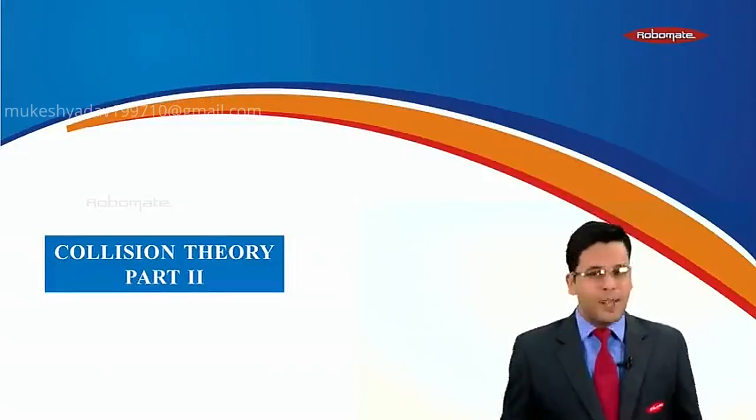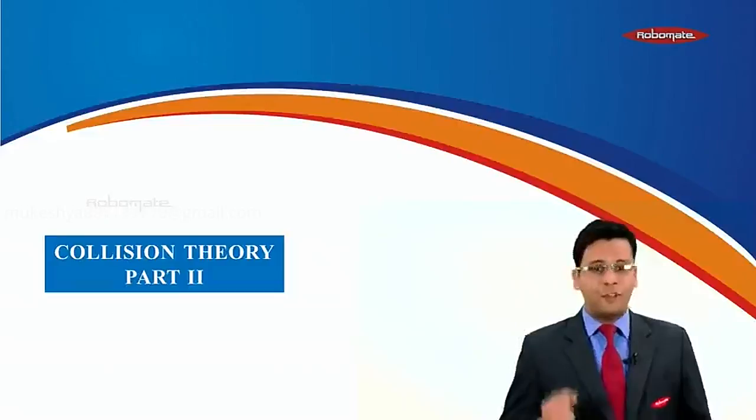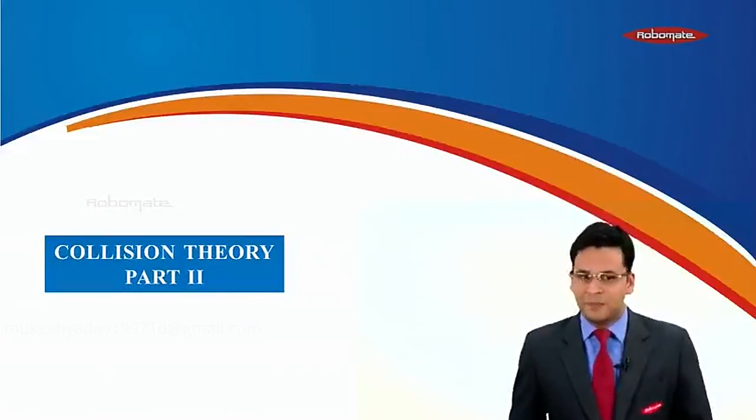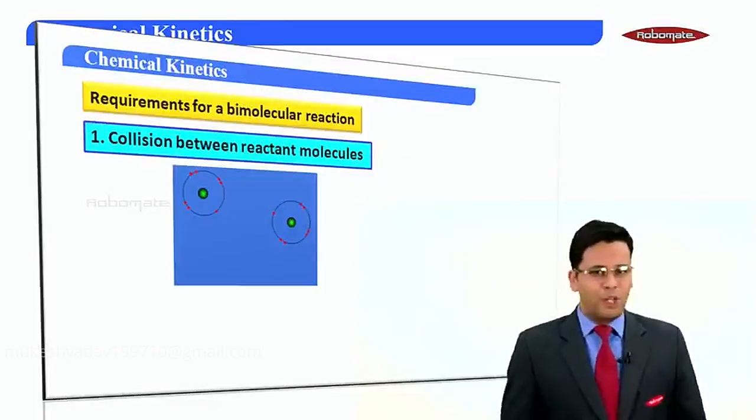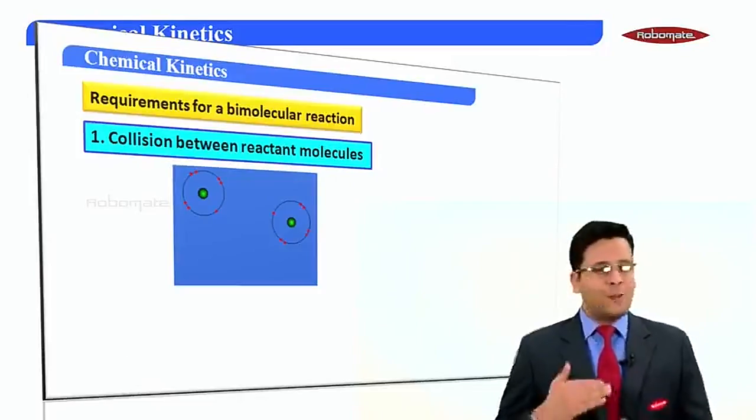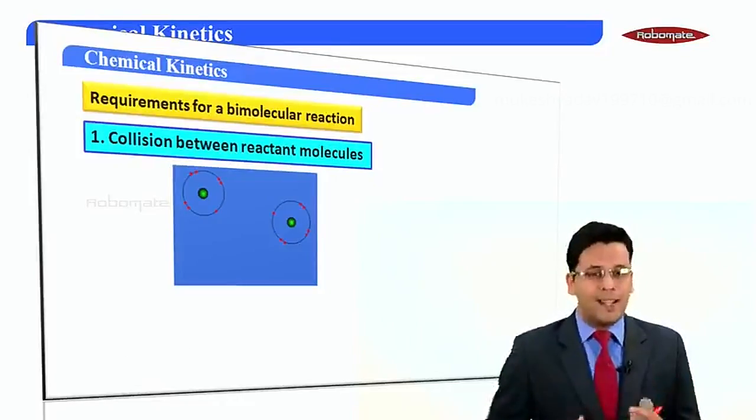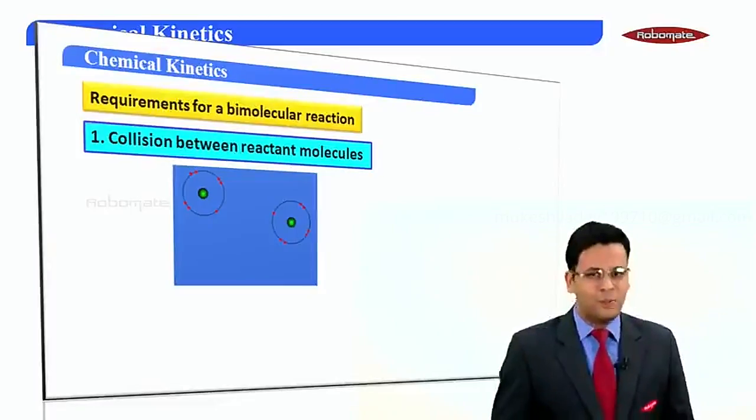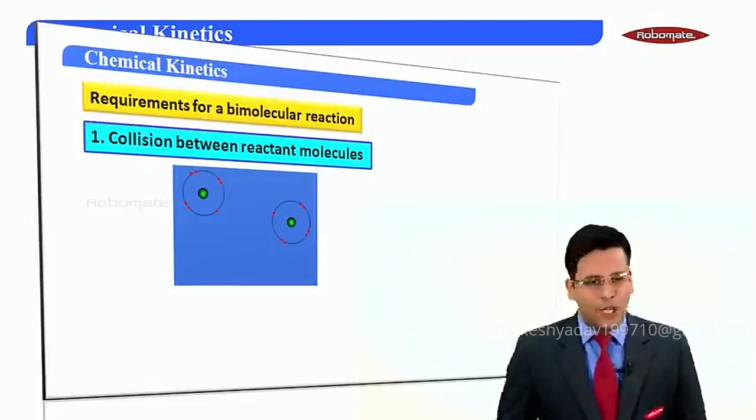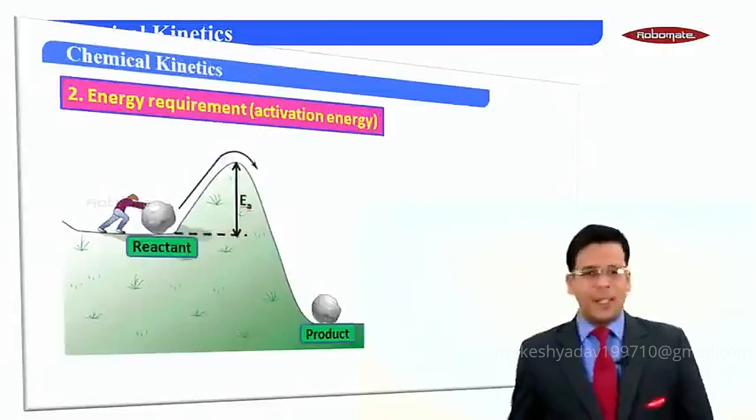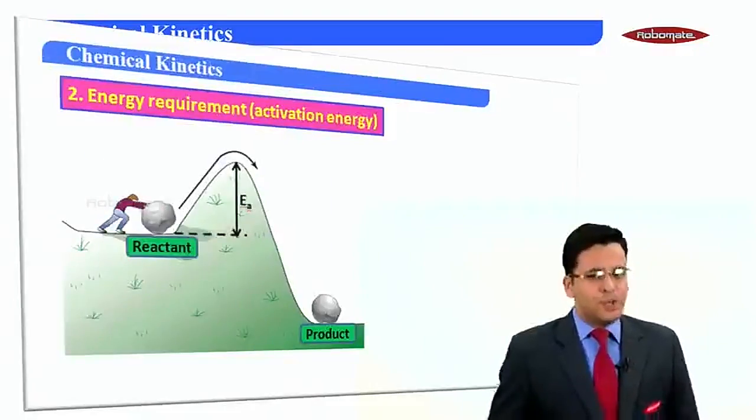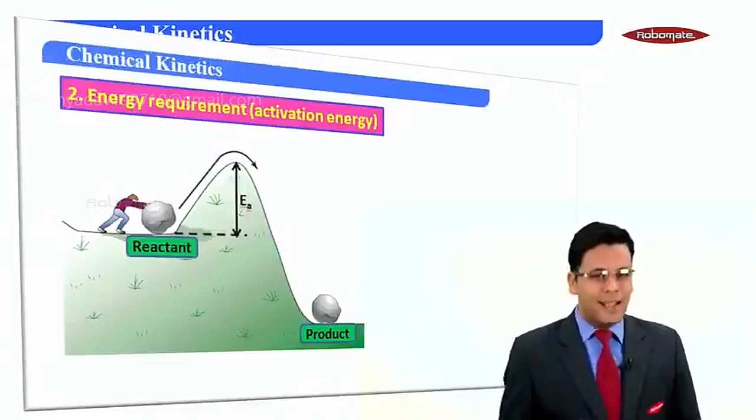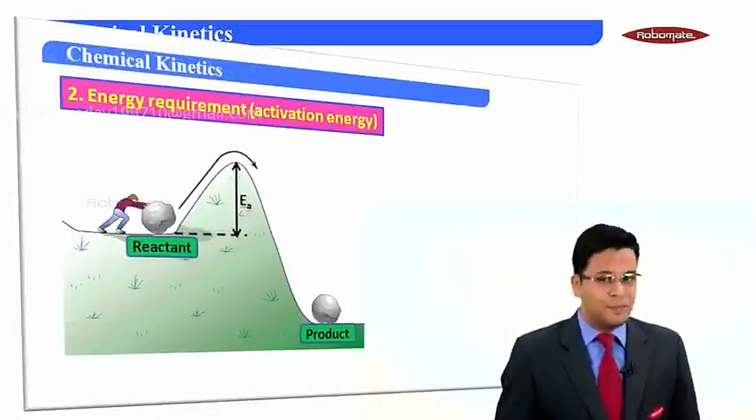We have already seen the basics of collision theory and a couple of postulates related to it. The first thing that we saw was that the reactant molecules have to collide in order for a reaction to happen. That's pretty well understood. The second postulate was that the energy of collision should be equal to or greater than the activation energy.